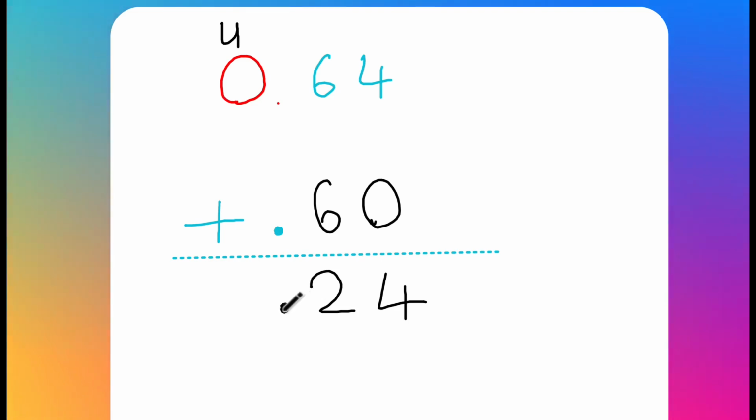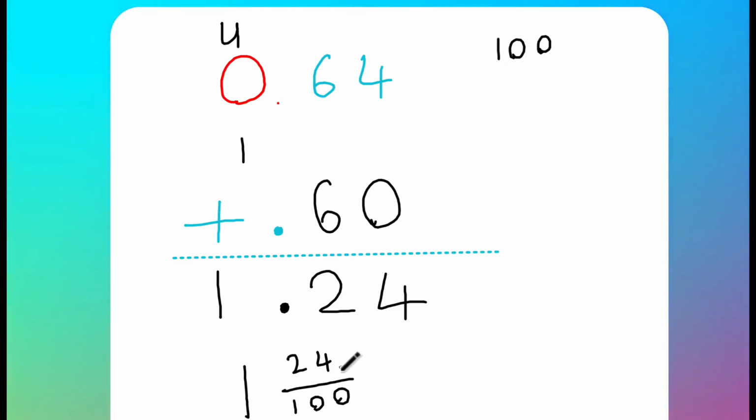We add our decimal point. Let's bring over our 1. 0 plus 1 is 1. We now have 1.24. This can also be written as 1 whole number and 24 parts of 100. In this case, if we can get 100 parts of 100, that will equal 1 unit.